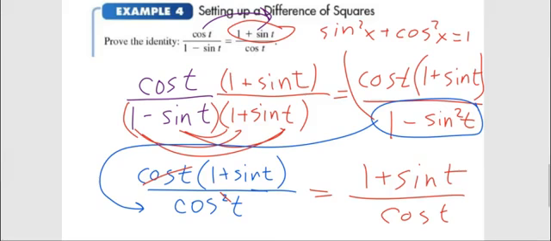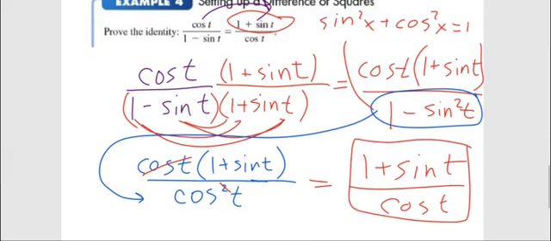Cosine t, that's cute. It looks like cost. Yes, 1 plus cent over the cost. All right. Yes.